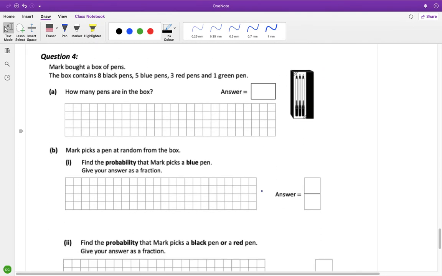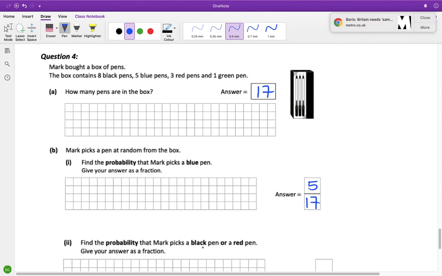Okay, so Mark bought a box of pens. The box contains 8 black, 5 blue, 3 red, 1 green. How many are in the box? So we add up 8 and 5 and 3 and 1. So 17. Mark picks a pen at random from the box. Find the probability that Mark picks a blue pen. So it's 5 out of 17.